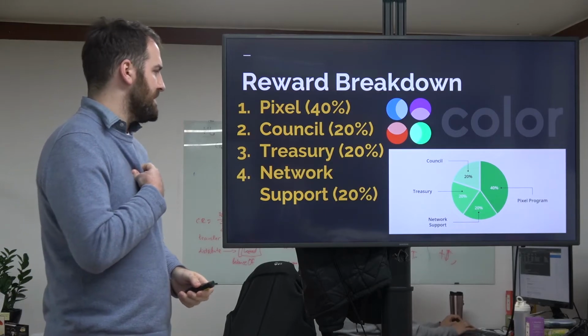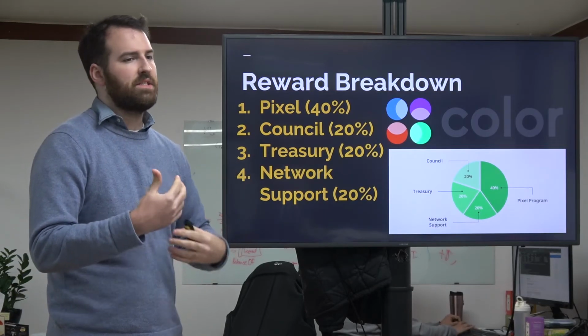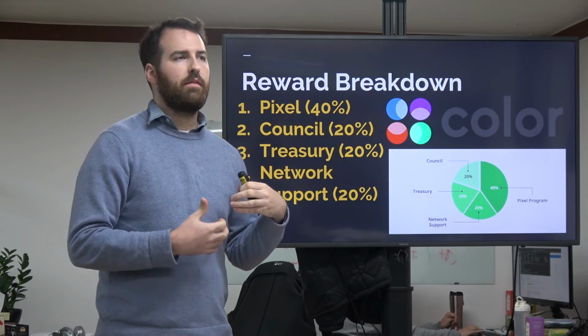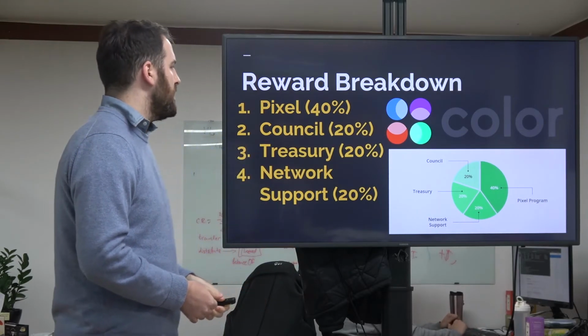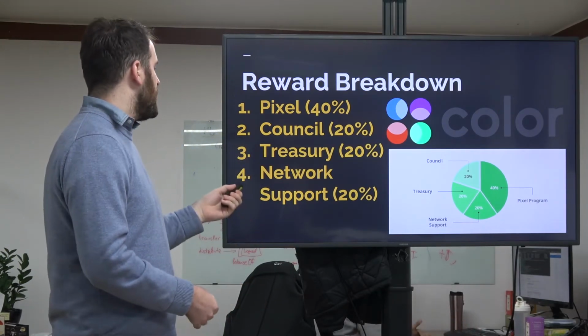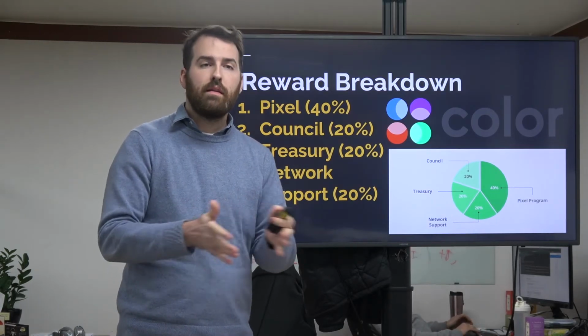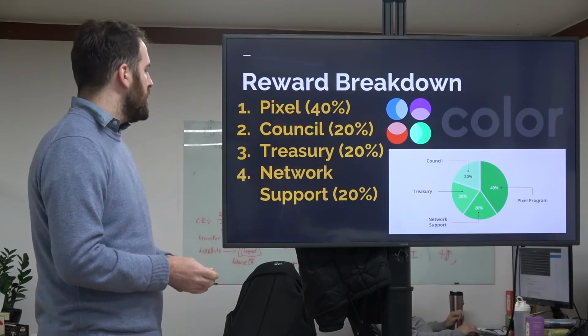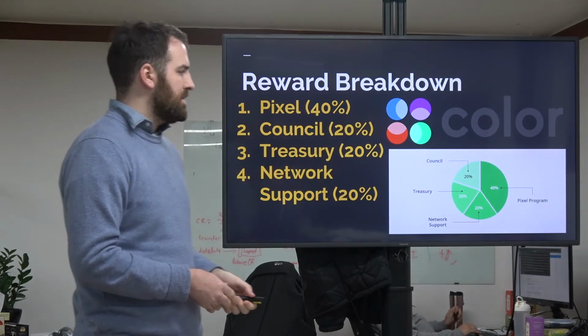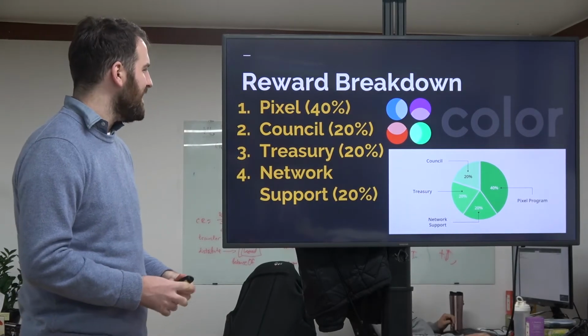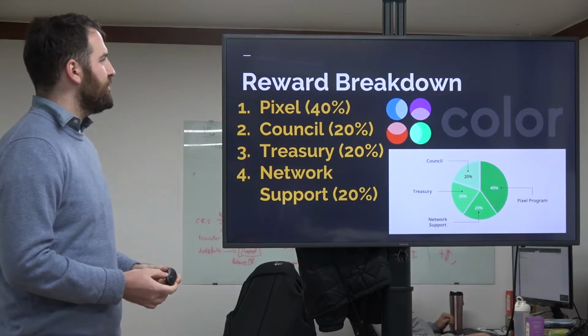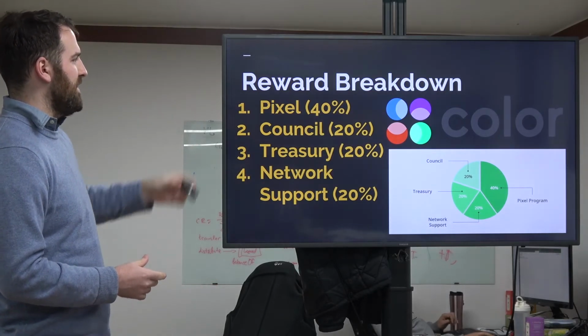The council, which is basically sort of master node system, folks who vote and stay engaged in the community that way through our governance model. And then the treasury is sort of what they're voting on, so where that money goes. And then network support, now that's split between our logic runners. So yeah, so here's the reward breakdown.